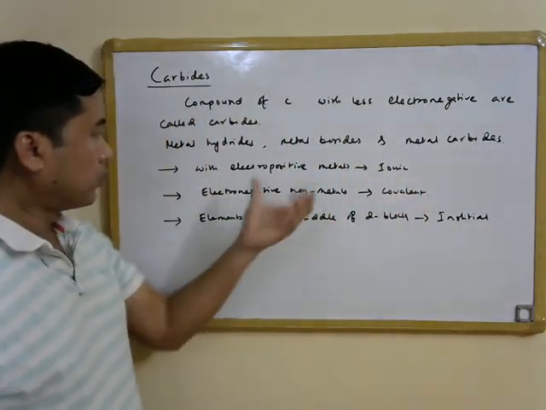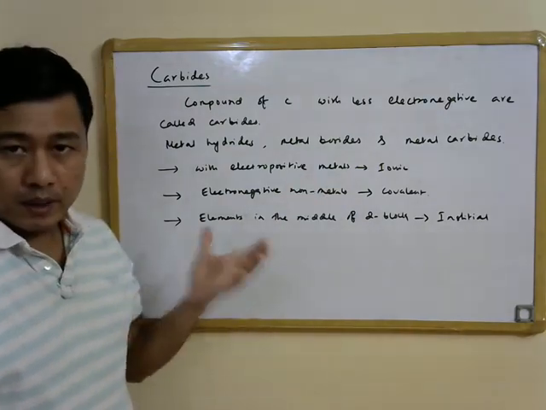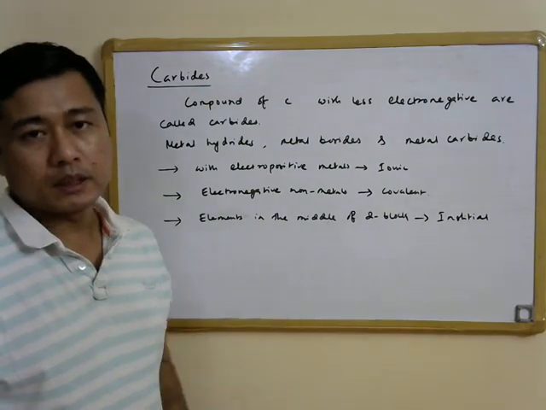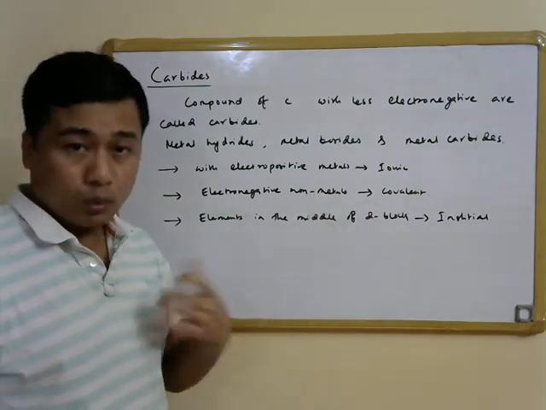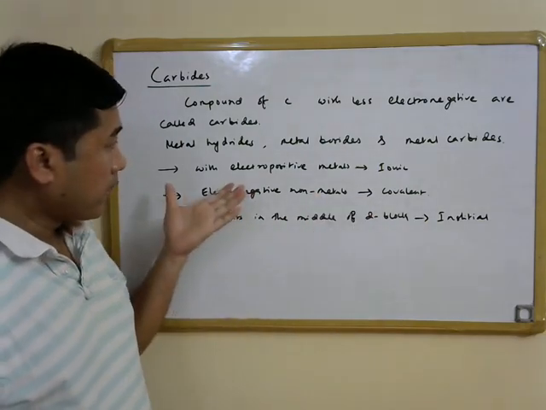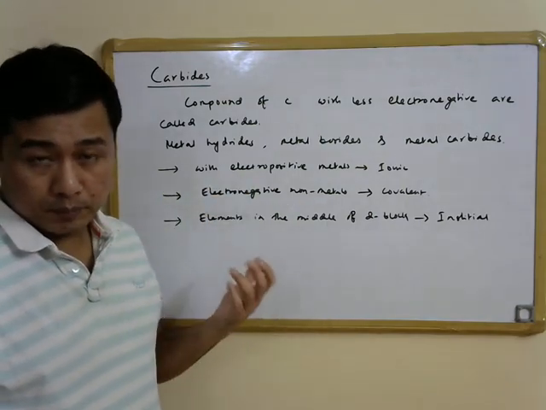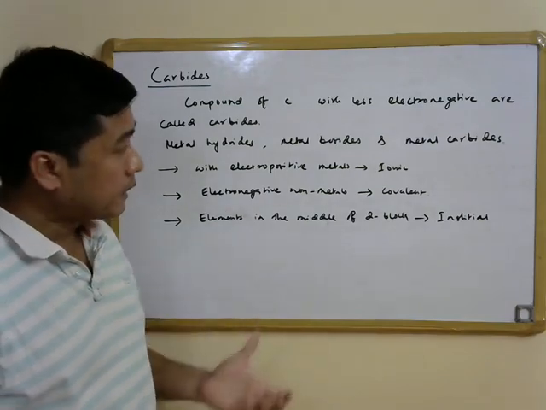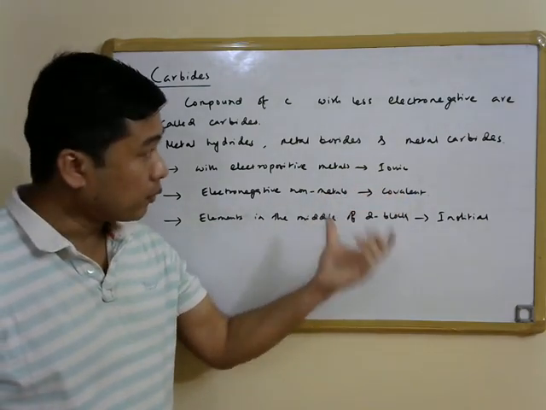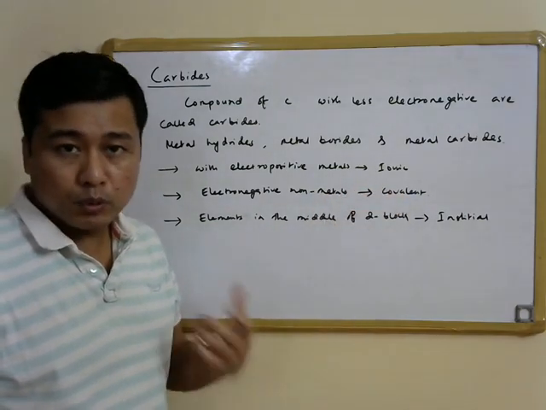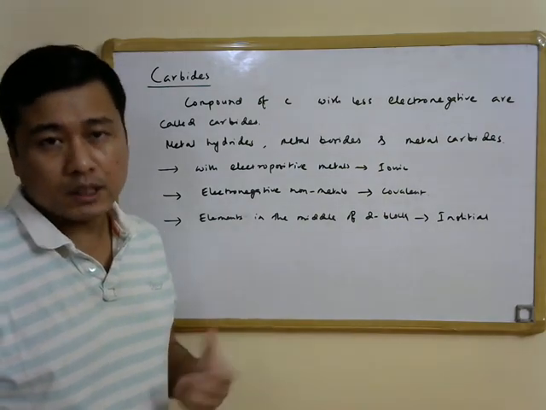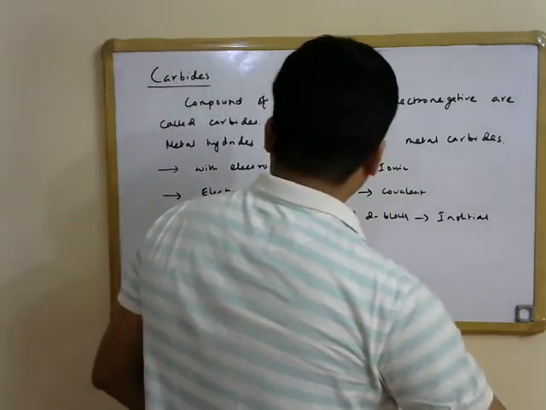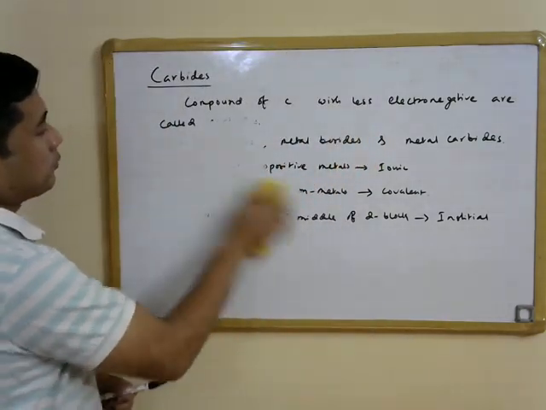So we will discuss two different types of carbides here, essentially ionic carbides and interstitial carbides, while the covalent compounds, or the compounds of carbon with electronegative non-metals, will not be discussed. They form covalent bonds with carbon, and we do not classify these compounds as carbides indeed. So let us discuss ionic carbides to begin with.